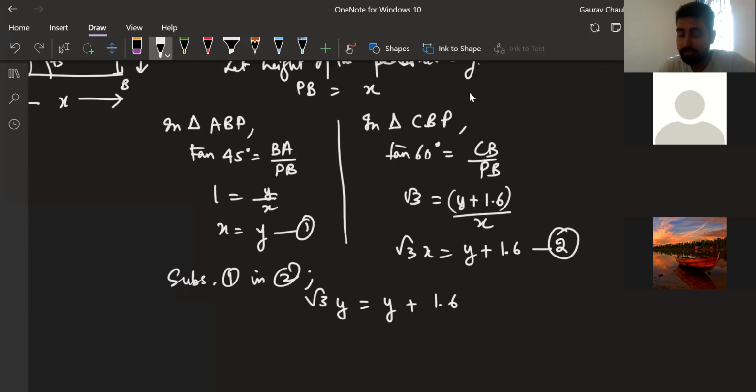Yes, sir. You have one equation, one variable. Linear equation. Can you solve this? Yes, sir. From here I can. Do it then now. Continue. So root 3y minus y is equal to 1.6. Perfect.